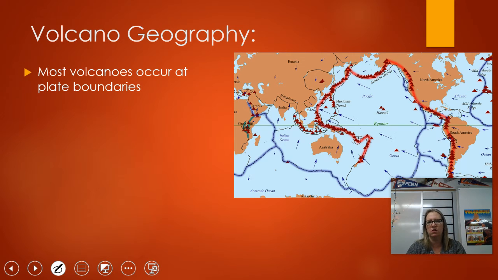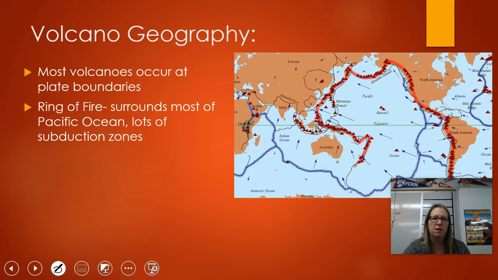Most volcanoes occur at plate boundaries, and that should make sense. Remember, the plate boundaries are like cracks in the crust, and we've got the mantle underneath. That's where the magma is coming from. So anywhere there's a crack, it stands to reason that it's going to be easier for the magma to come out of it, okay? One particular plate, this is the Pacific Ocean here. You can see this kind of ring of volcanoes that follows that plate boundary around the Pacific plate there. That's known as the Ring of Fire because there are so many volcanoes in that region.